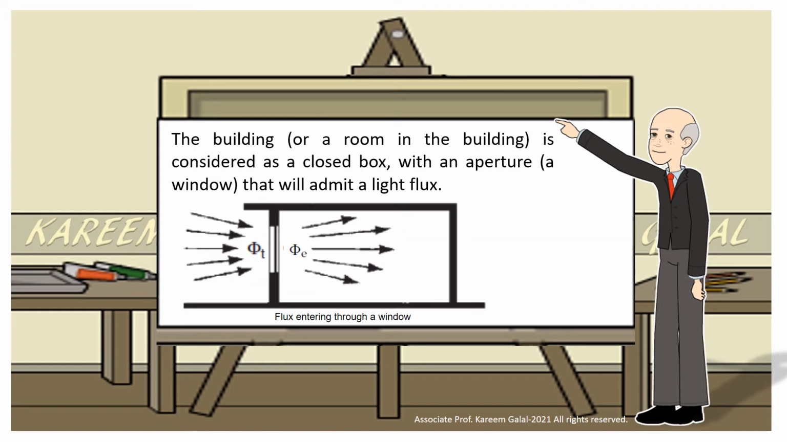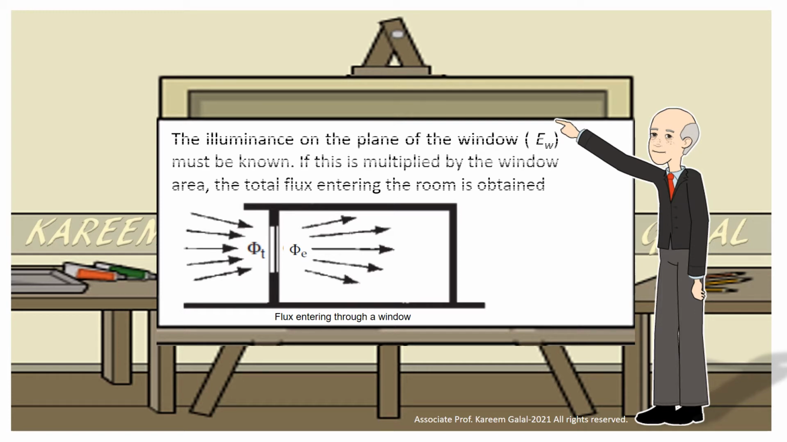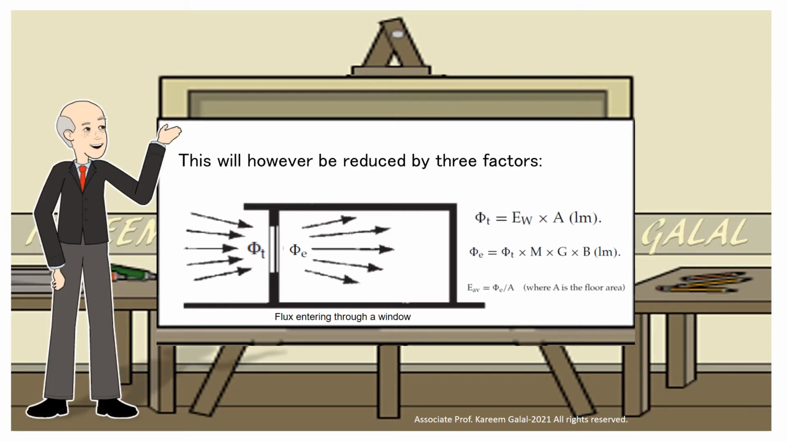The building, or a room in the building, is considered as a closed box, with an aperture, a window, that will admit a light flux. The illuminance on the plane of the window, EW, must be known. If this is multiplied by the window area, the total flux entering the room is obtained. This will, however, be reduced by three factors.